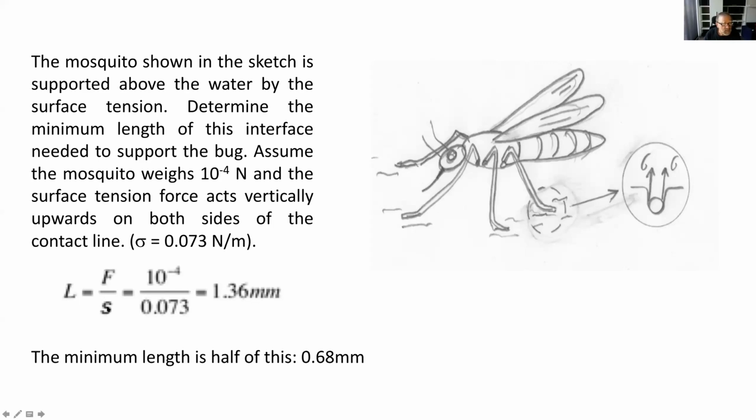Okay, apologies, that's supposed to be sigma. I think the symbol changed, but that's supposed to be sigma, and it's 0.73, that's the sigma here, and it's 1.36 millimeters. Now, the force is acting on both sides, therefore it's actually a bit less than 1 millimeter length. Which means that the mosquito can easily walk on the water. Okay, so that's this one.